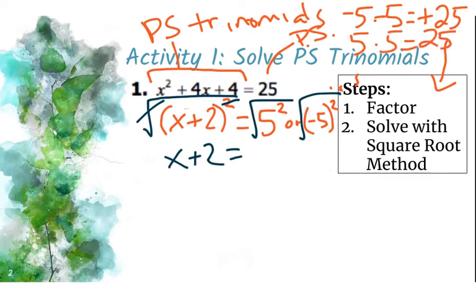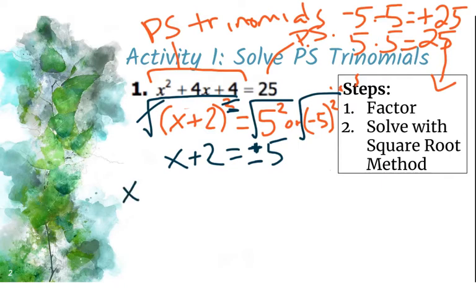All right, so I can either have x plus 2 is equal to a positive 5 or a negative 5, right? Either one of those. And that's solving with the square root method, right? I just did square root on both sides. The important thing was that I had the square in order to cancel it out. So now I'm just going to solve this.